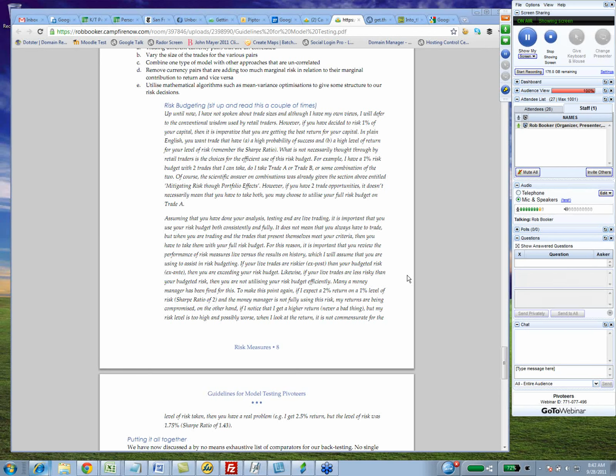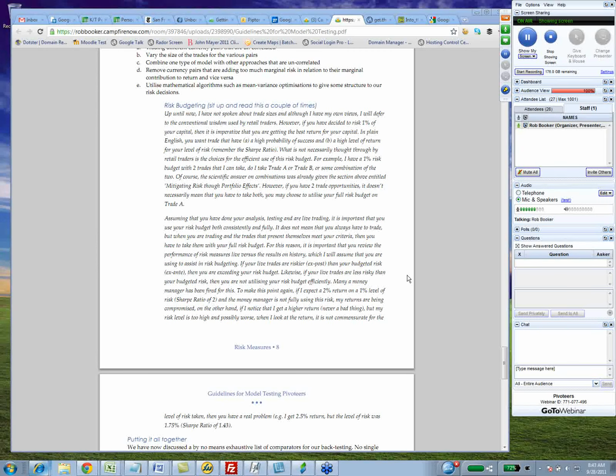Assuming that you've done your analysis, testing, and live trading, it's important that you use your risk budget both consistently and fully. It doesn't mean that you always have to trade, but when you are trading and the trades that present themselves meet your criteria, then you have to trade them with your full risk budget. You can't be altering your risk willy-nilly. You have to have a consistent application of risk. Now, you might have different trade sizes for different types of trades, but those trade sizes need to stay consistent. We've all been there when we took the same trade size on a bunch of trades and then all of a sudden adjusted our trade size and things went haywire.